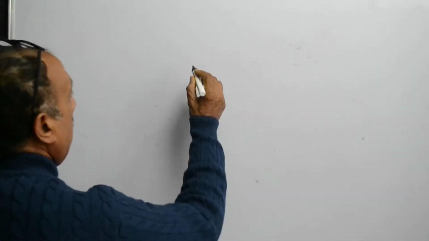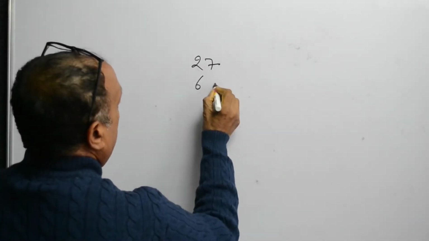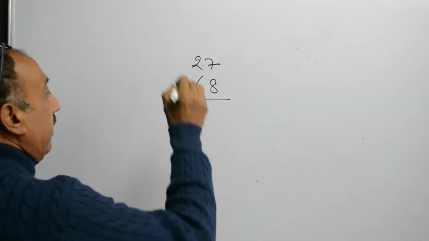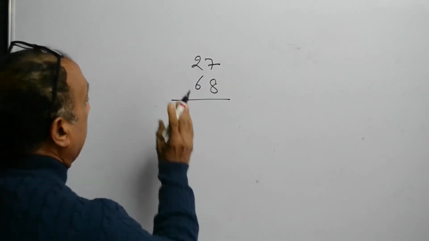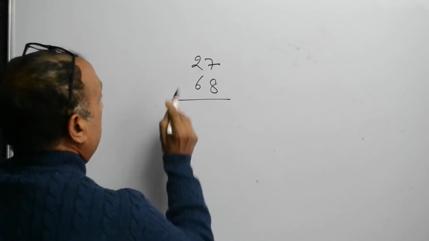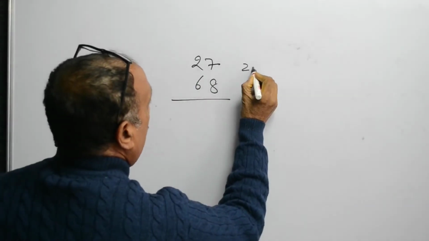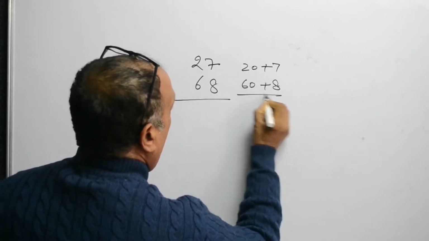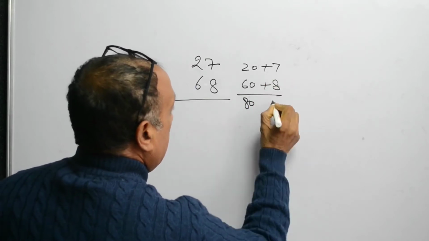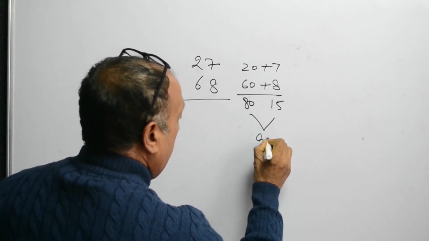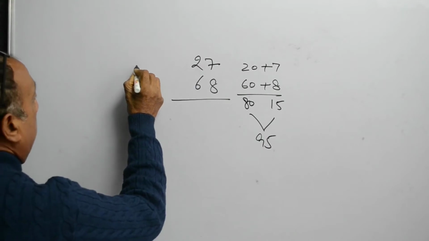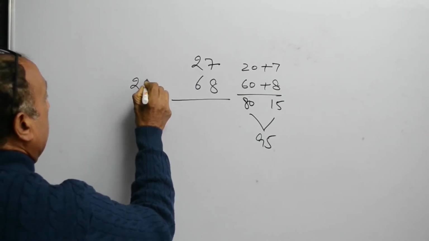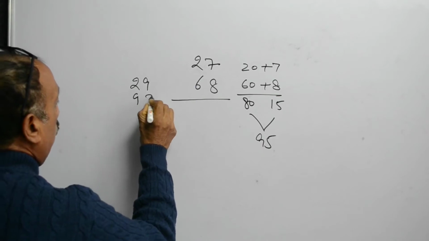In this method of multiplications, we are frequently adding two 2-digit numbers. For example, 27 and 68. To make the things easier, we can add the numbers from the left hand side. 27 is 20 plus 7. 68 is 60 plus 8. So this is 80. This is 15. So total is 95. Now suppose we want to add 29 and 93.